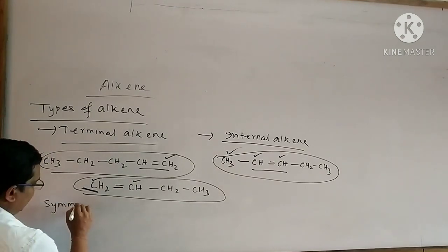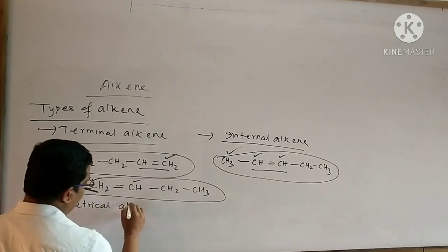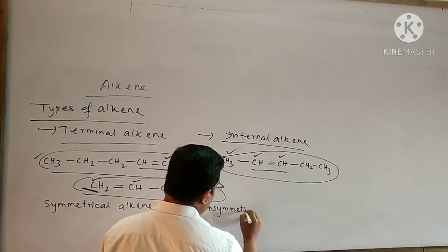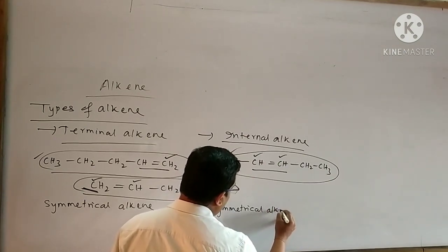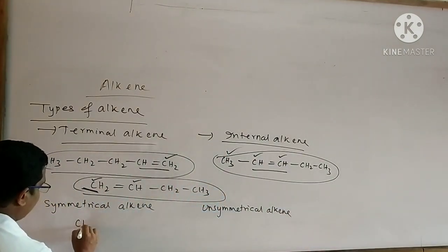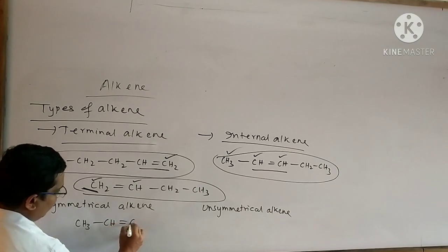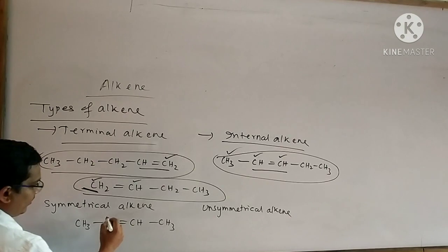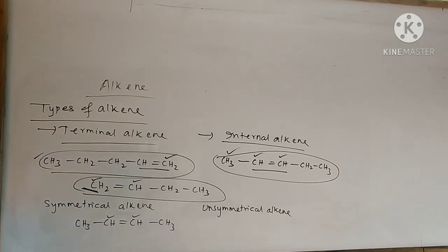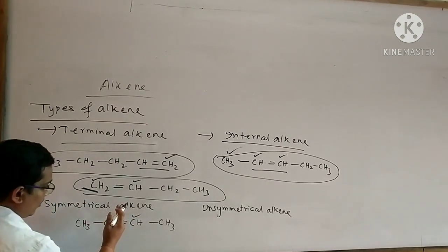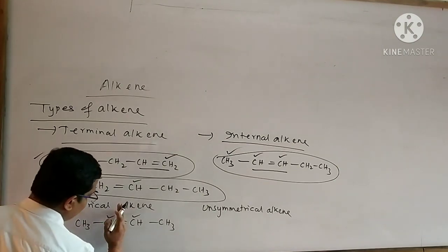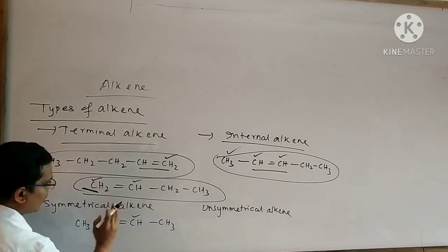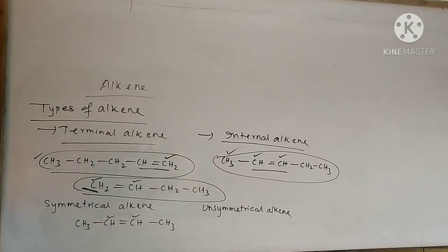Alkenes are also classified into two types. One is symmetrical alkene, another is unsymmetrical alkene. Take an example: CH3 bond CH, double bond CH, bond CH3. Look at that, your double bond is present in between these two carbon atoms. If I pass a plane over this double bond like this, then what will happen? The left part is equal to the right part, so this is said to be a symmetrical alkene.